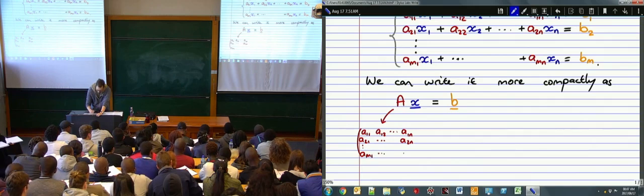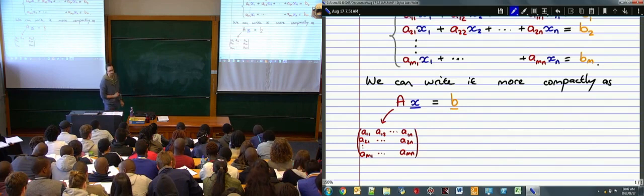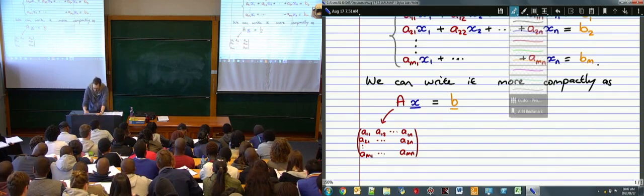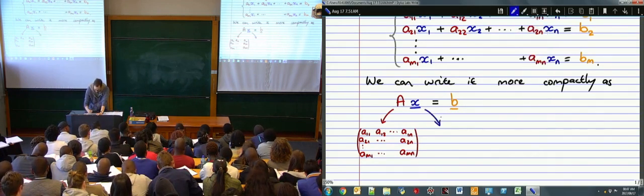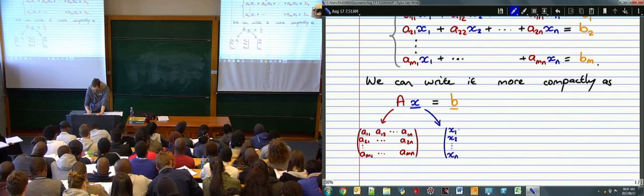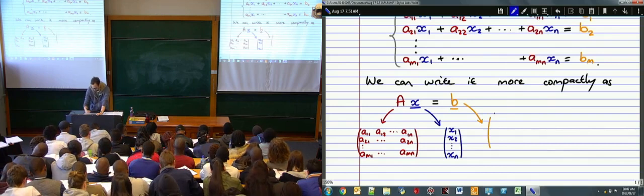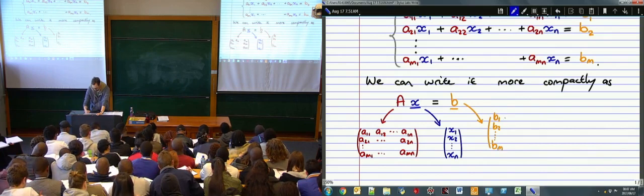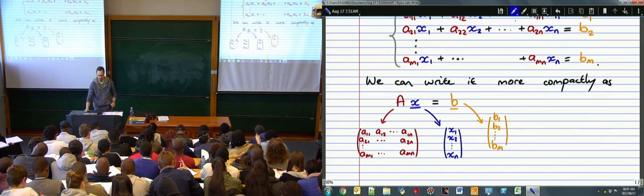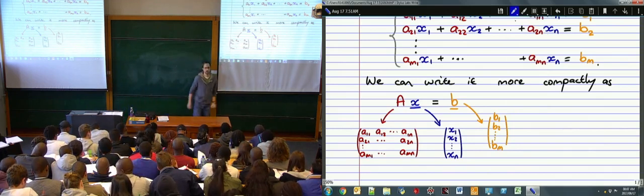Am1 all the way up to Amn. Okay, so we write that. That will be our matrix A. Then our vector x is x1, x2, up to xn, and our vector b is b1, b2, down to bn. So we can write down a system of linear equations very compactly using this matrix notation.